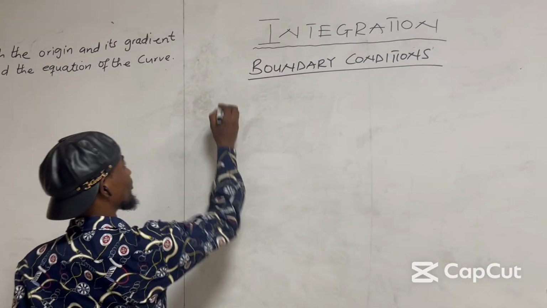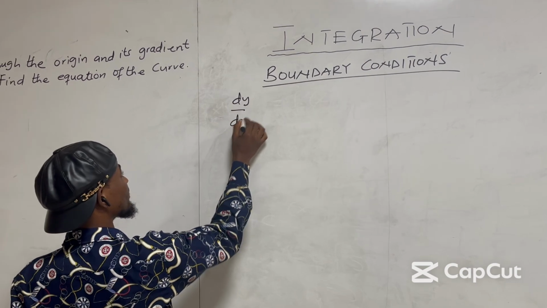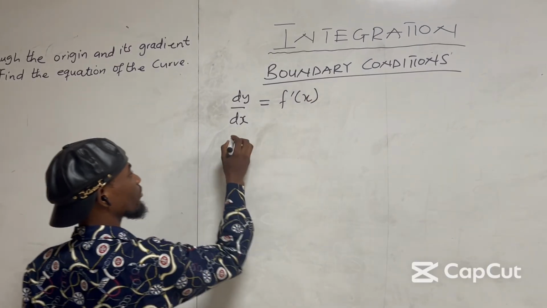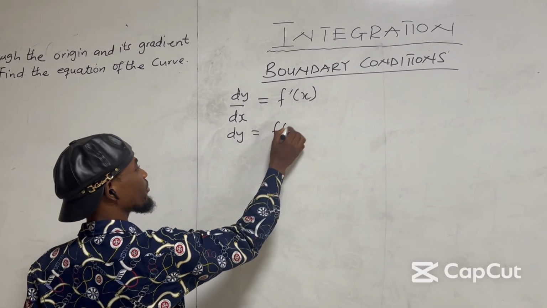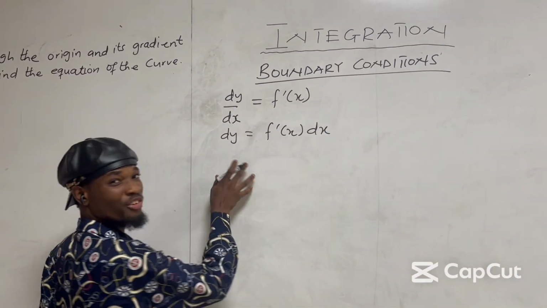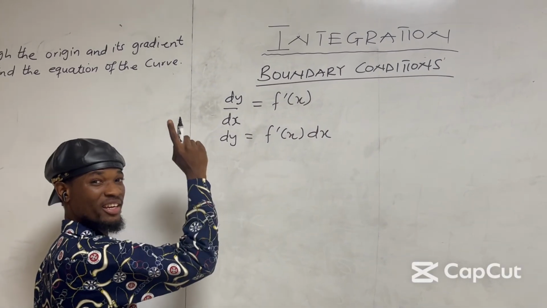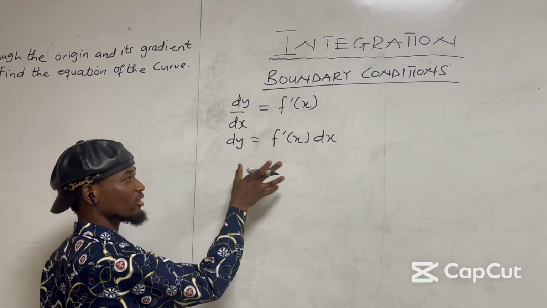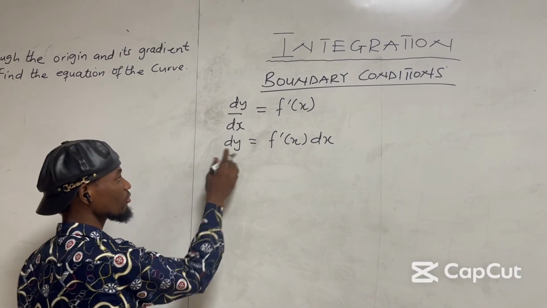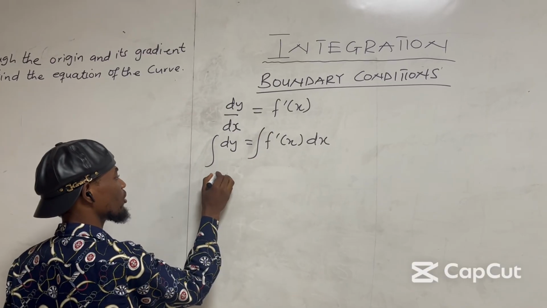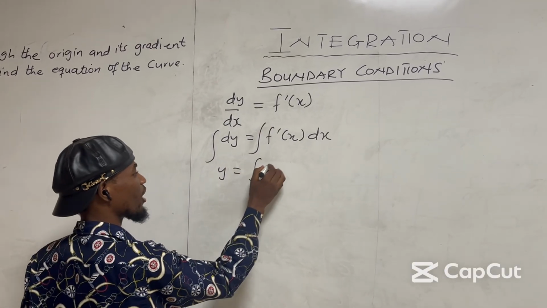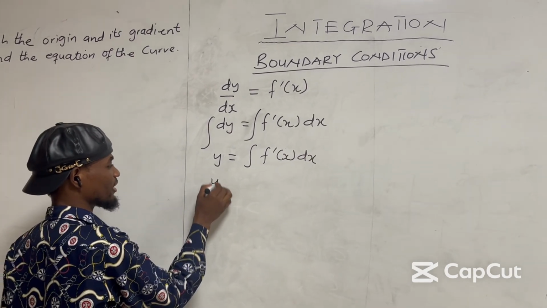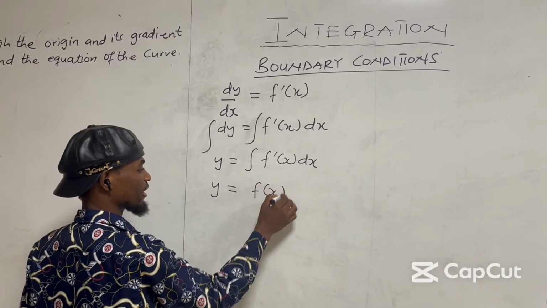We learned that when you have dy over dx equal to f prime of x, dy is the same as f prime of x dx. We've been doing this from the beginning. If you are new here, kindly visit my previous lectures in order to appreciate this. So when you take the integral of both sides, you have y equal to the integral of f prime of x dx. So finally I can say y is equal to f of x plus c.